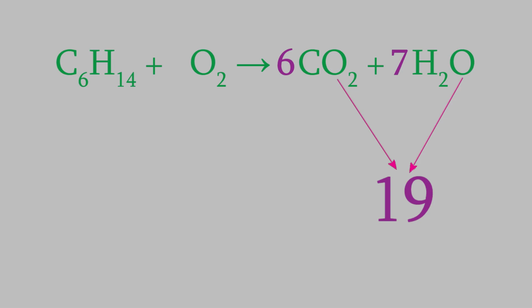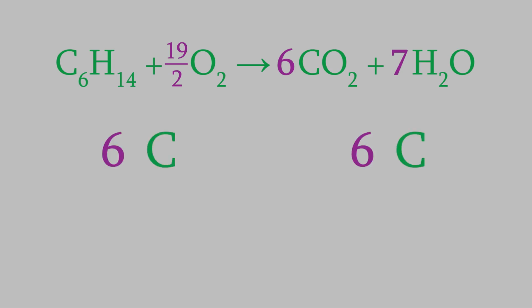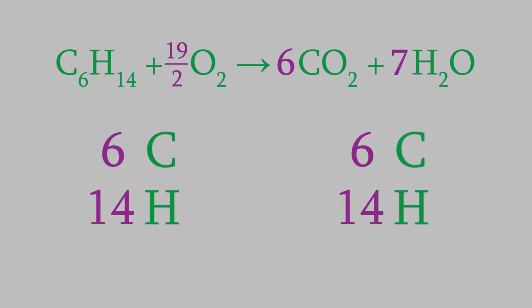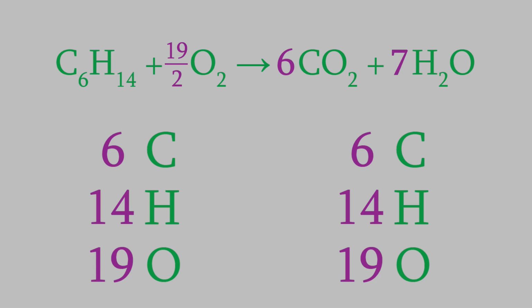This time we need to be a little careful. We can't multiply the number of O2 molecules by a whole number and get 19 oxygens. So instead, we'll have to multiply it by a fraction, in this case, 19 over 2. Now our reaction is balanced. We have 6 carbons, 14 hydrogens, and 19 oxygens on each side of the reaction.